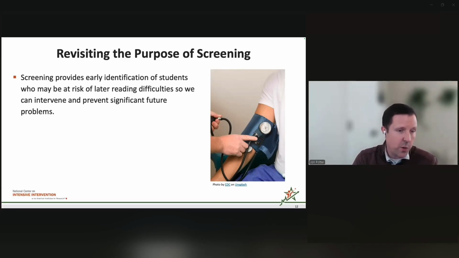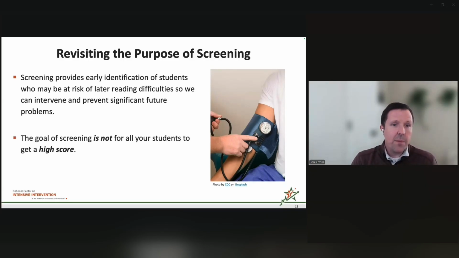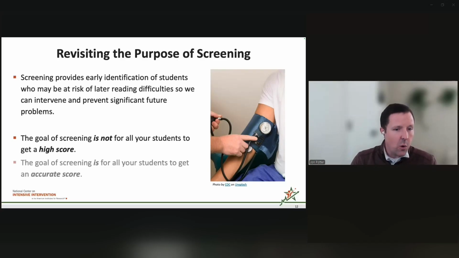And modern medicine is pretty good at that, right? There's a lot of things that we can detect pretty early and we can prevent. Same idea with screening for reading. We want to detect early who are the kids that may need some additional supports and provide those pretty early on. And so, one thing we want to think about in the screening process, and this is a little bit counterintuitive, but I think it's important to recognize, is that the goal of the screening process is not for all your students to get a high score. The goal of the screening process is for all your students to get an accurate score.